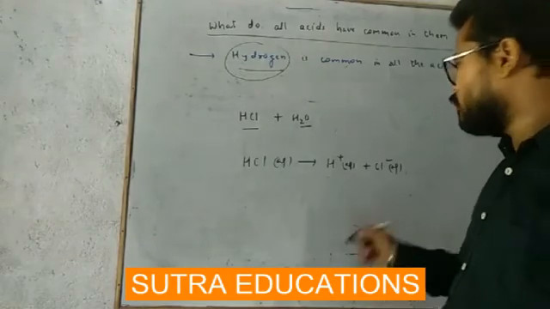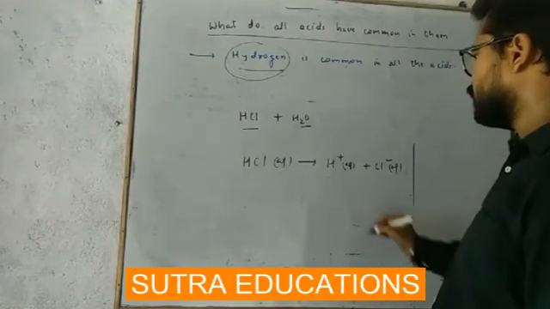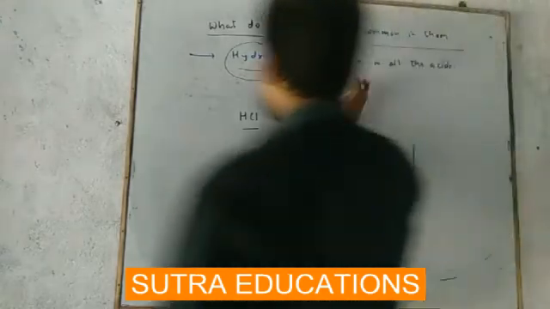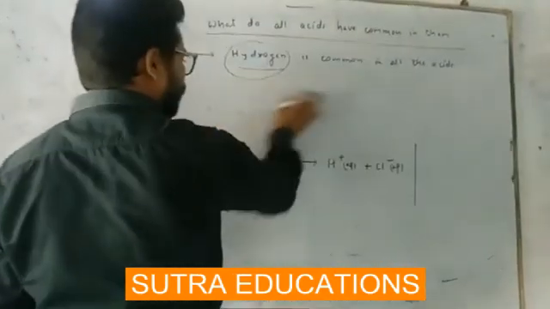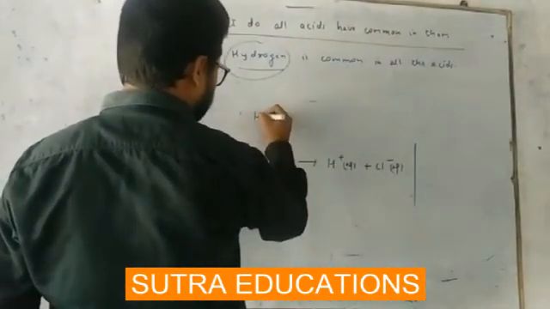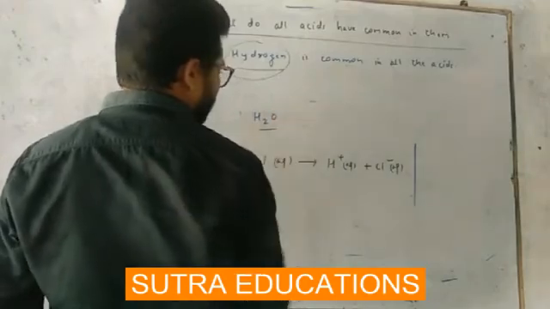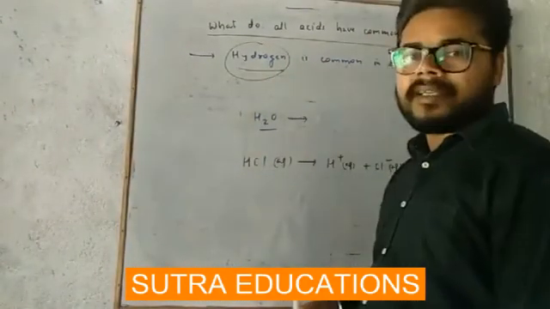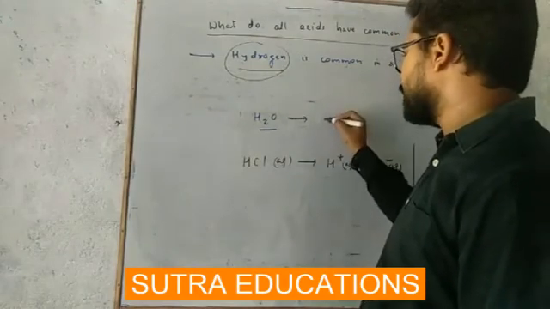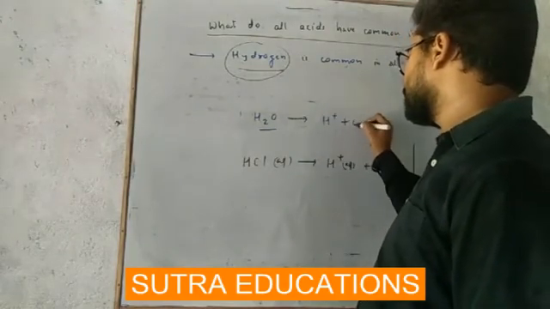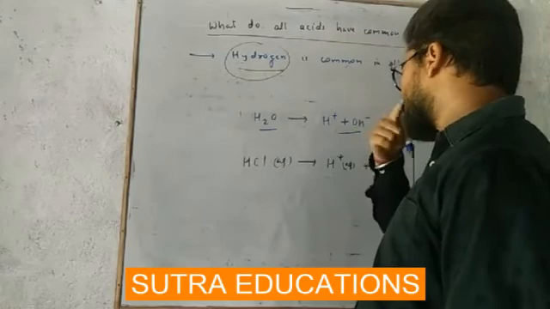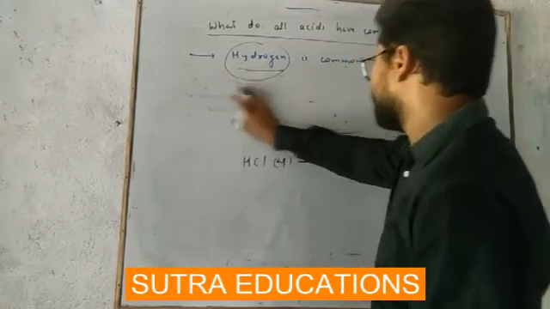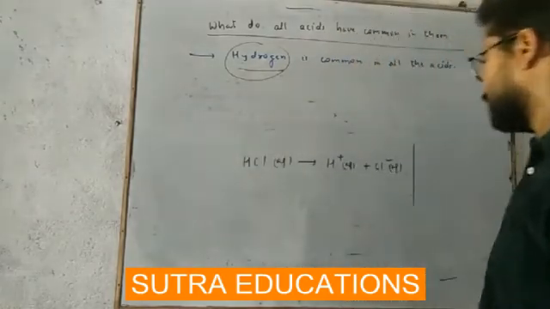And water, this H2O has a property of autoprotolysis. It means what? It breaks into H plus and OH minus. Okay, leave this now. No need. Simply just try to understand here.